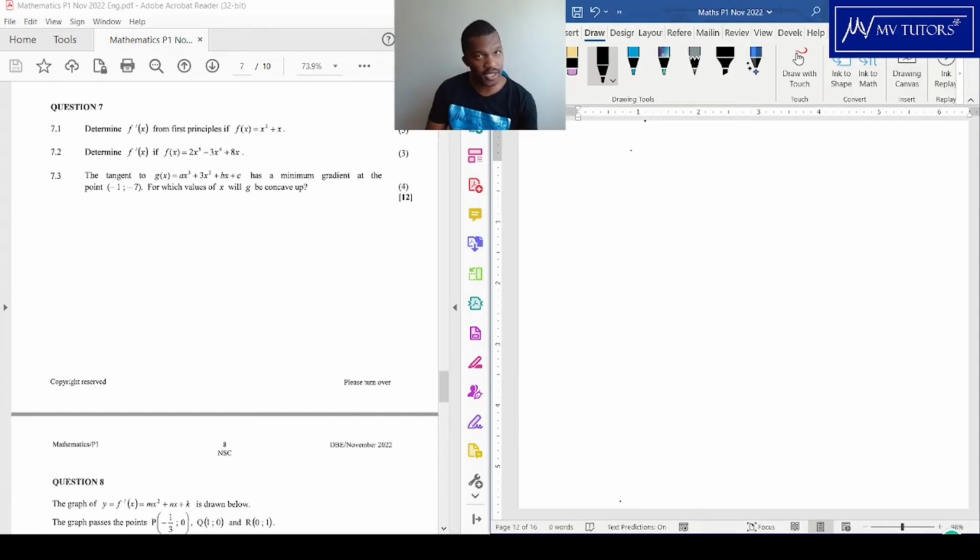On question number 7 now. Let's get right into it. 7.1 says, determine the derivative from first principles. Okay, so we know the derivative from first principles is the limit as h tends to 0 of f of x plus h minus f of x, divided by h.